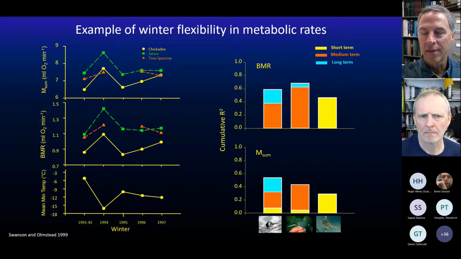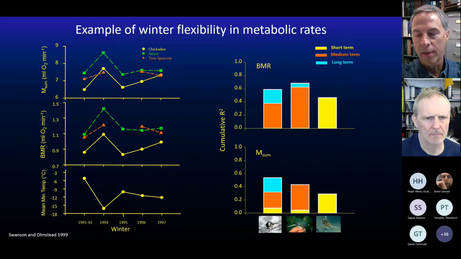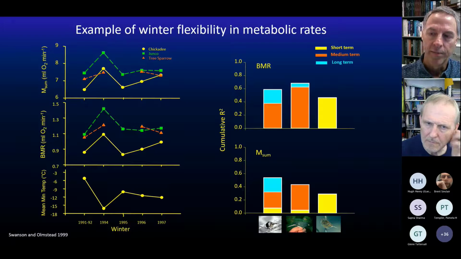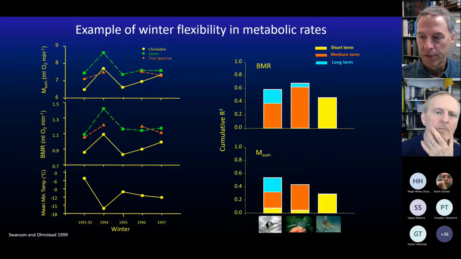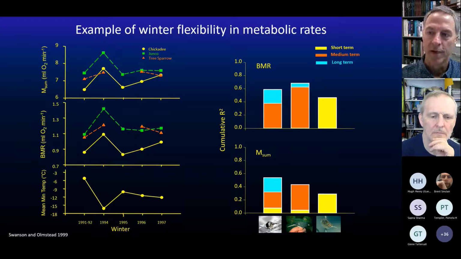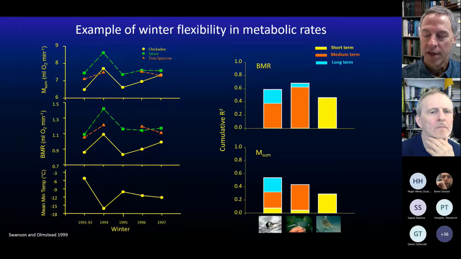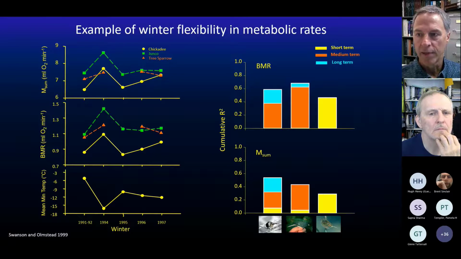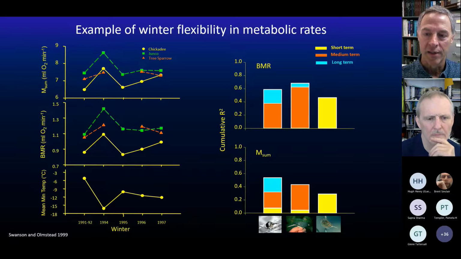And then when we further looked at this within the winter, the right-hand panel there looks at temperature variables prior to the date where we measured metabolic rates. Short-term variables were temperature variables within 7 days before we measured metabolic rates. The medium-term temperature variables were 14 to 30 days before metabolic measurements, and the long-term measurements were 30-year average temperatures. And for all three species, for both metabolic rates, the short and the medium-term temperature variables explained more of the variation in these multiple regression models than the long-term temperature variable.